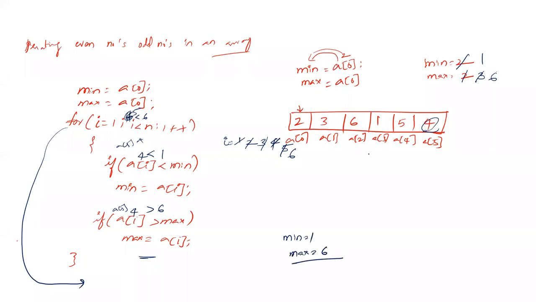What I'm doing is this: first, I'm taking the first value itself as the min value and max value. Then I'm going on comparing each element with the min value and the max value, checking whether this value is less than this value.